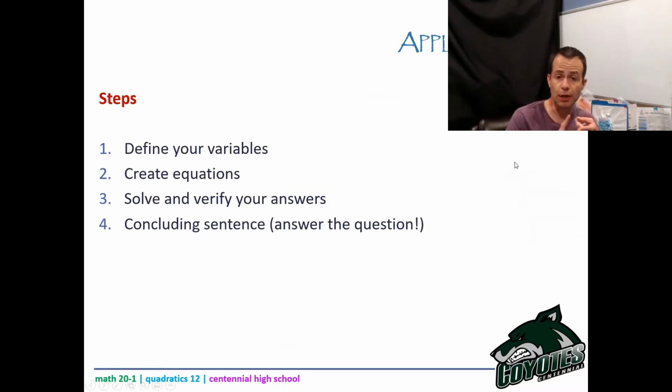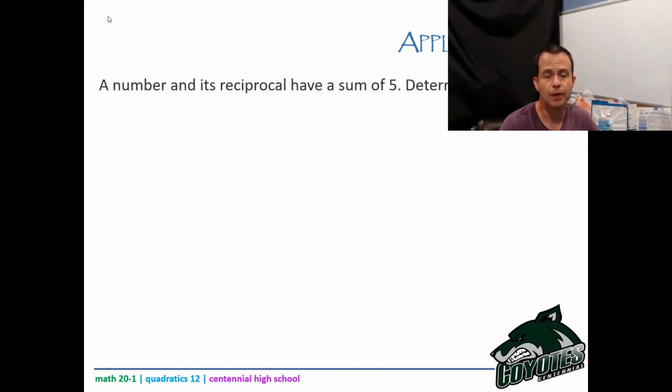Okay, so you want to define your variables. I know I talked about that in the last application section that we did, but if you don't say let x equal whatever, the rest of your beautiful work is meaningless because you've never defined what x was in the first place. So that is super, super important. Then you want to create your equations, solve and verify your answers, and then answer the question. Give me some sort of a concluding sentence that actually answers the question that you were asked in the first place. Okay. All right, so let's get going on it.